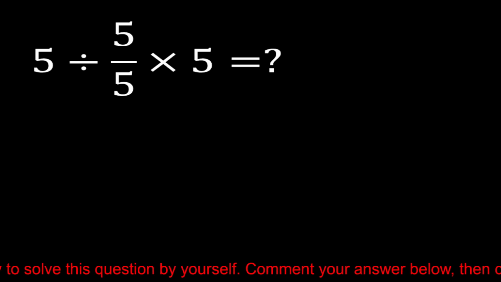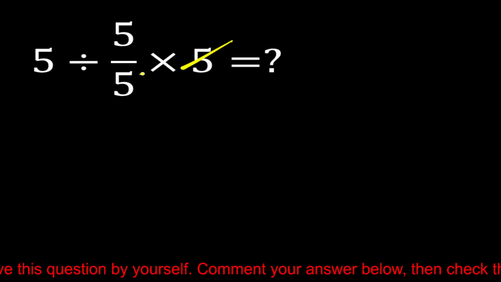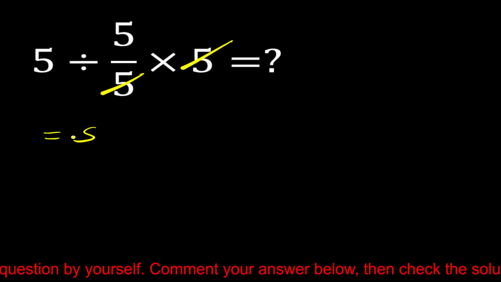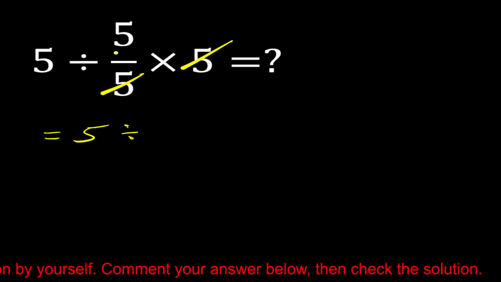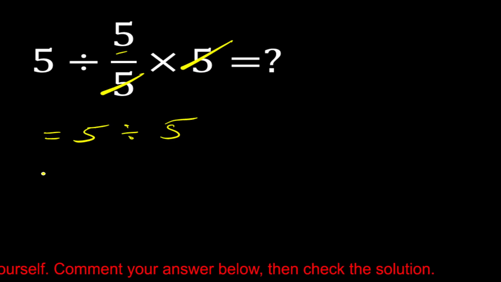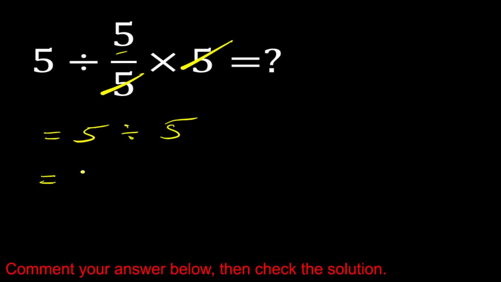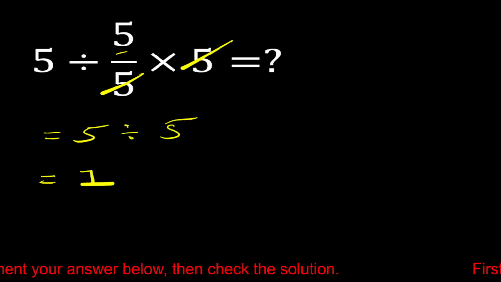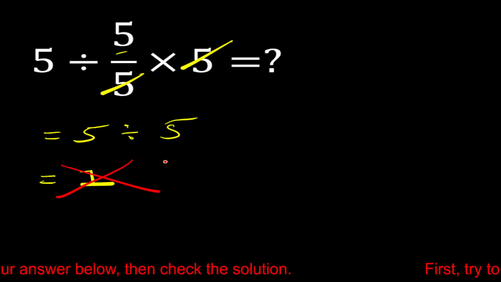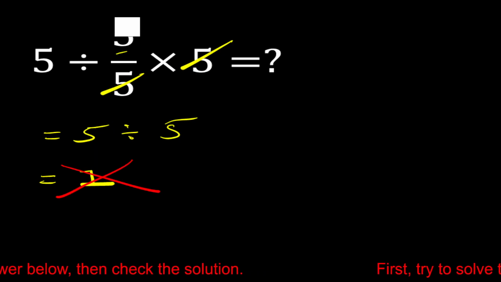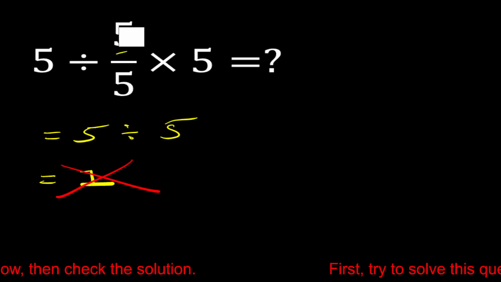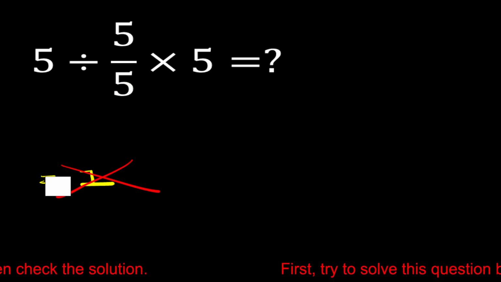So cancel this 5 by 5 is equal to 5 divide 5. Okay. So now 5 divide 5 is equal to 1. But this answer is 100% wrong. This answer is not correct. Okay. So now let's solve this problem correctly by using a PEMDAS rule.